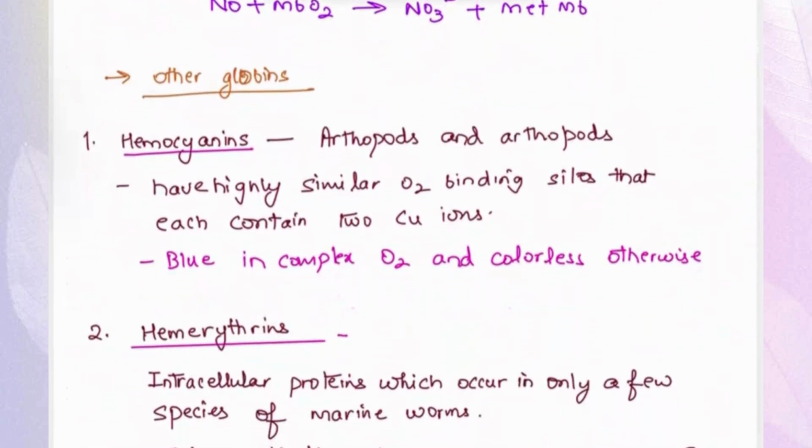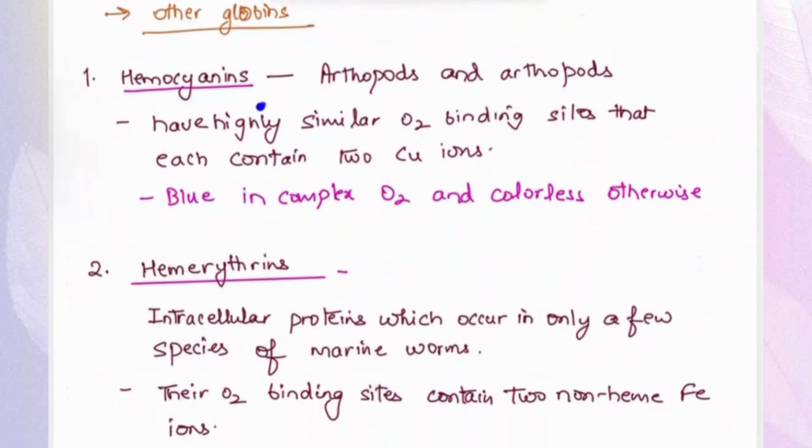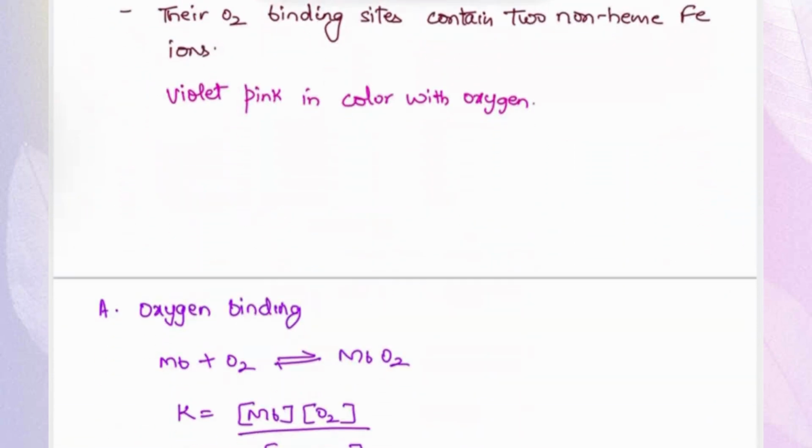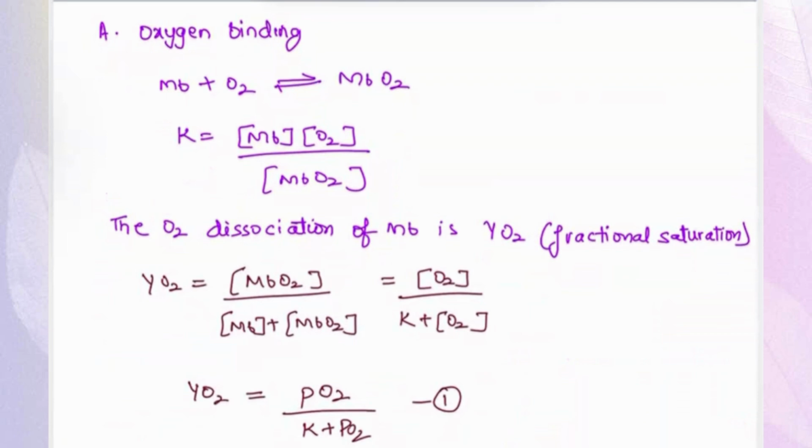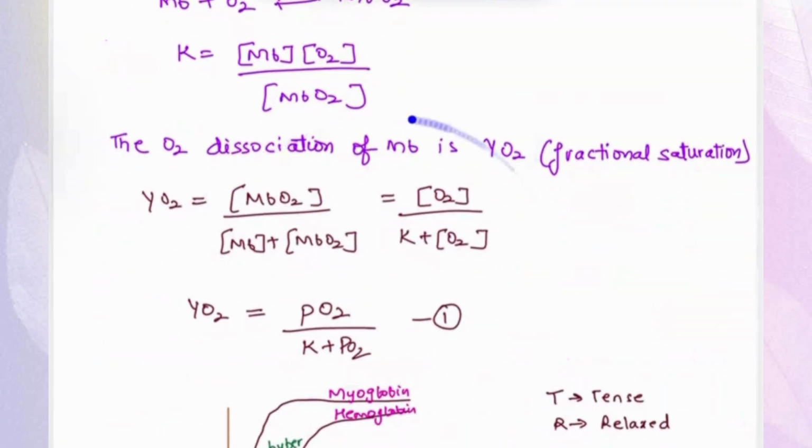The other globins which are present are hemocyanins, hemerythrins, and let's see how oxygen binds to myoglobin. When myoglobin binds to oxygen, it forms MbO2. The O2 dissociation of myoglobin is called fractional saturation, YO2. And this is the formula for that.